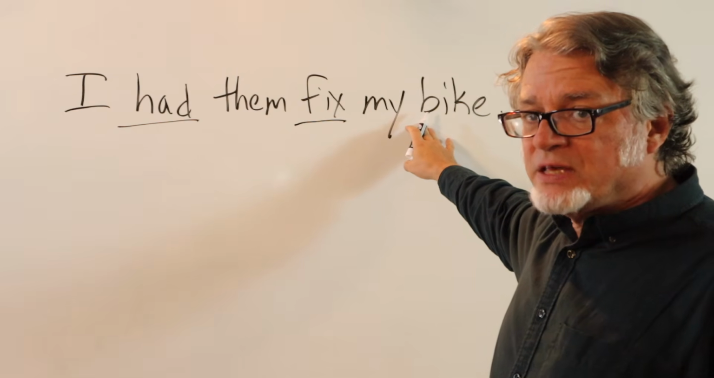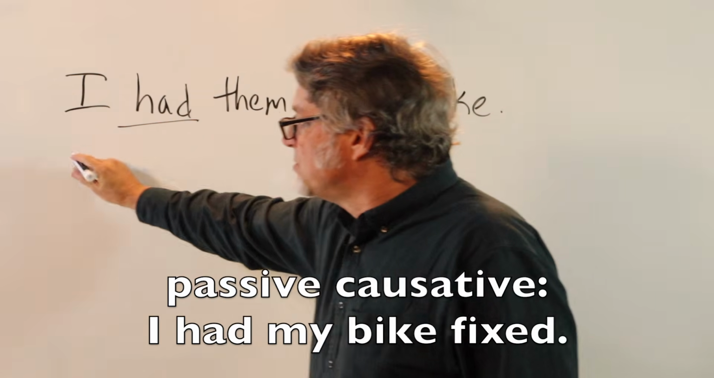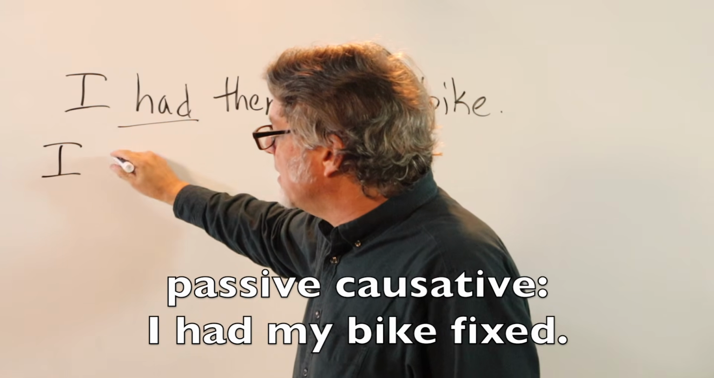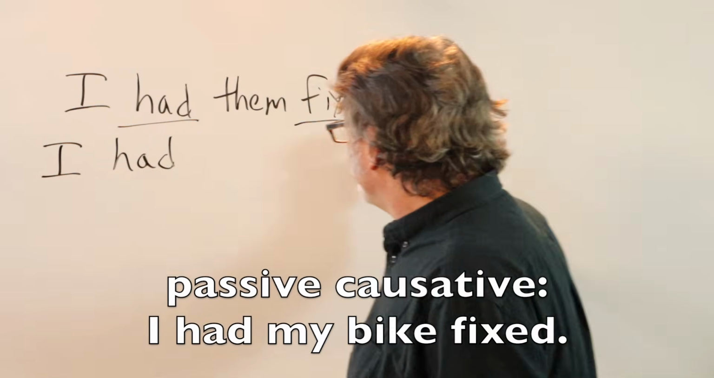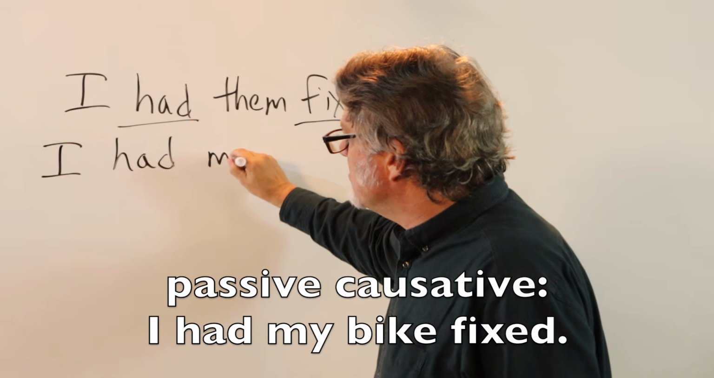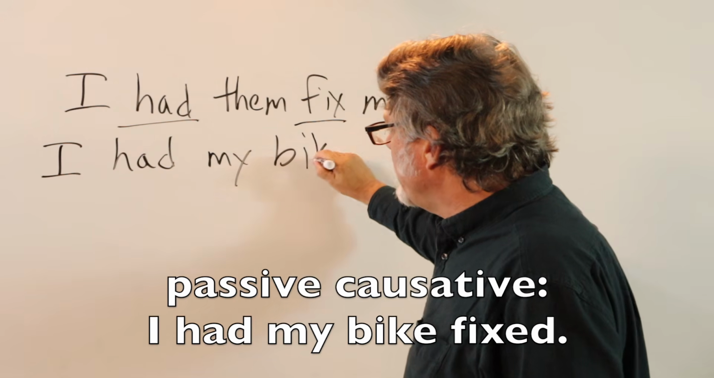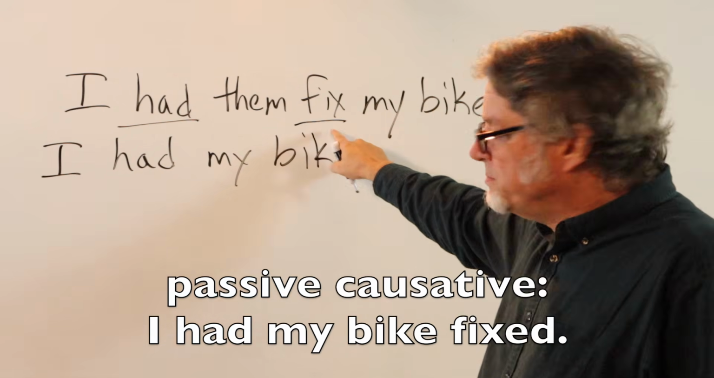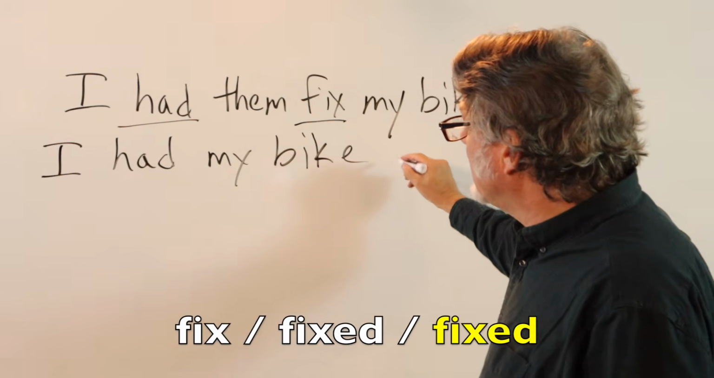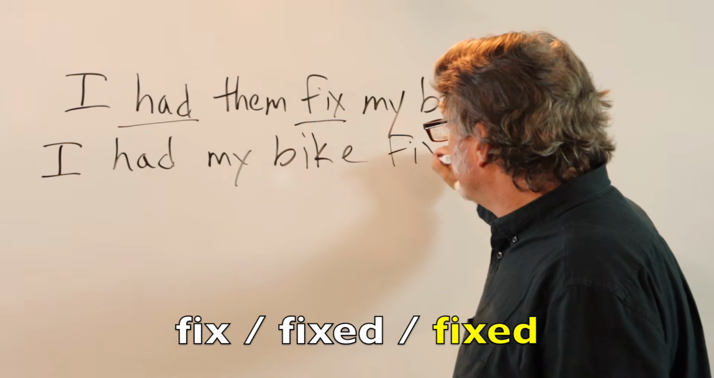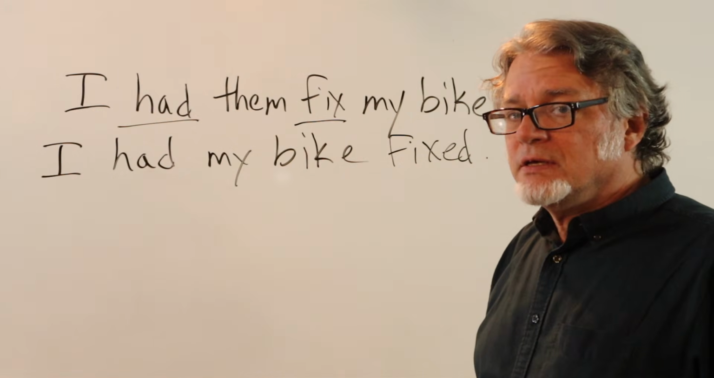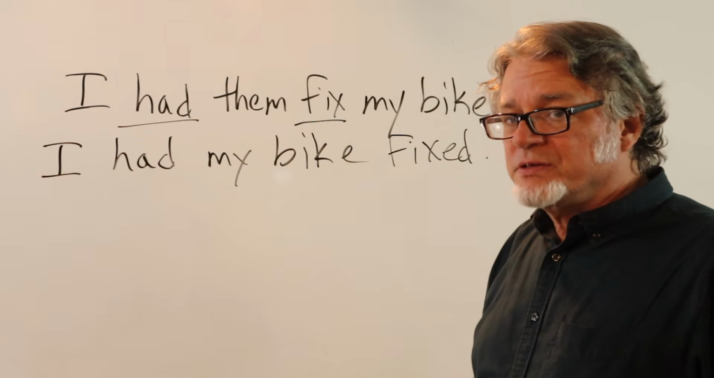When forming the passive causative, you can still begin with the same subject, but instead put this thing here. I had my bike, and then this verb goes here. It's in the form of a past participle. I had my bike fixed, and then end the sentence. I had my bike fixed.